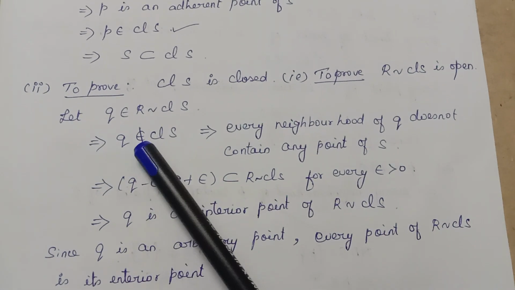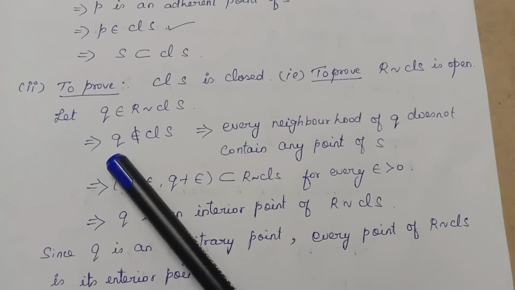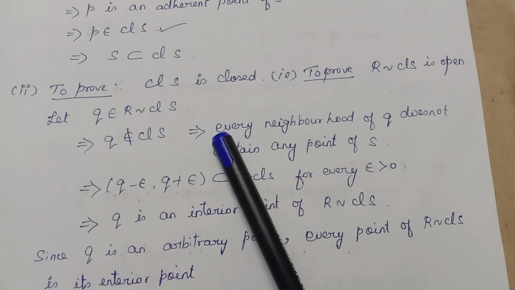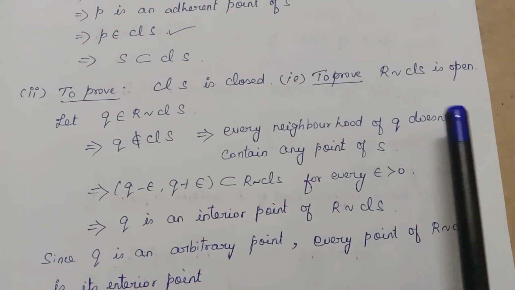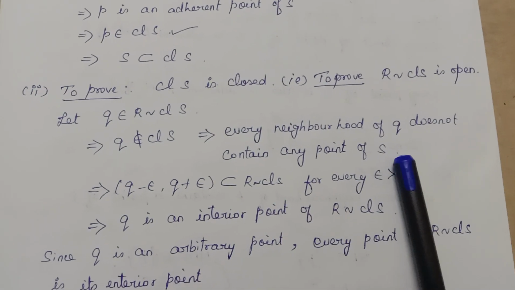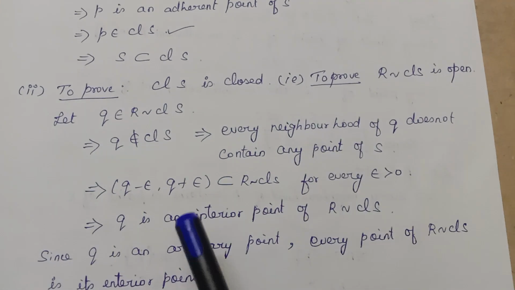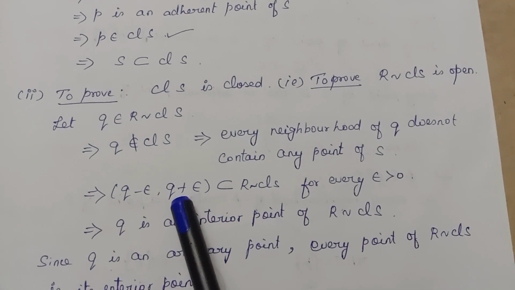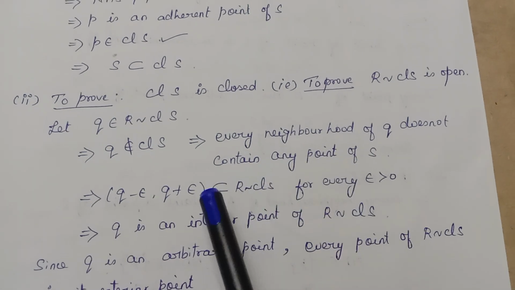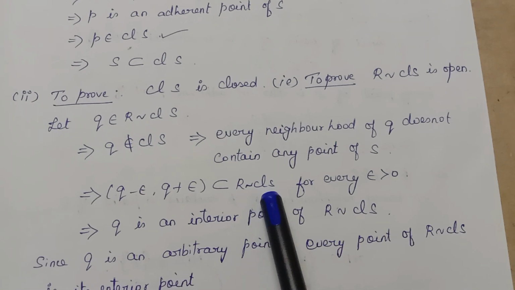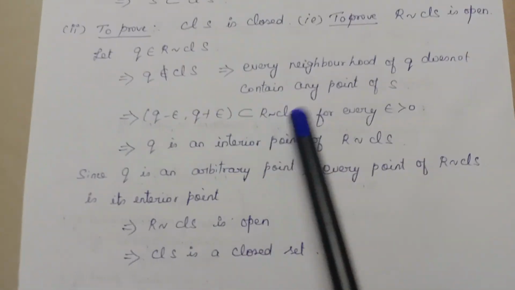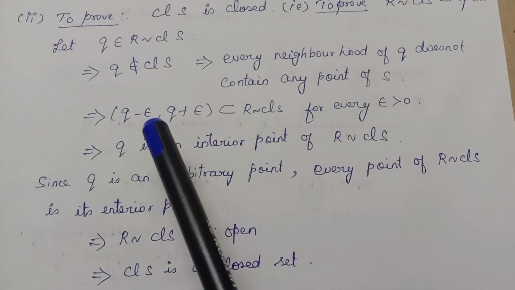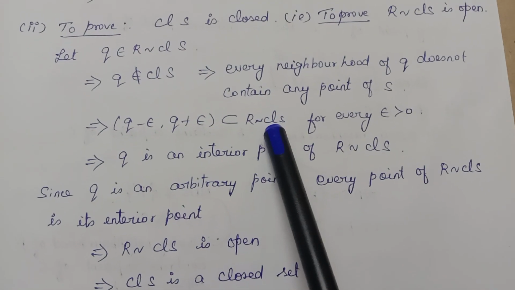No, that means Q doesn't belong to closure of S. So if a point is not in closure of S, what does that mean? Every neighborhood of Q does not contain any point of S, isn't it? So if I randomly take one neighborhood, Q minus epsilon to Q plus epsilon, this does not contain any point of S and it is contained in R minus closure of S. For whatever epsilon you take, this is contained in R minus closure of S.